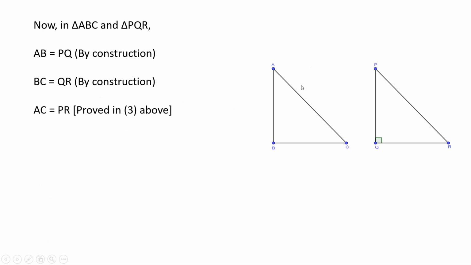And lastly, from triangle ABC, the side AC is equal to, from triangle PQR, side PR. Why is it so? Because we already proved it in equation number 3. By observing these three factors, side, side, side, we may conclude that triangle ABC is congruent to triangle PQR. The reason is the side, side, side congruency rule.